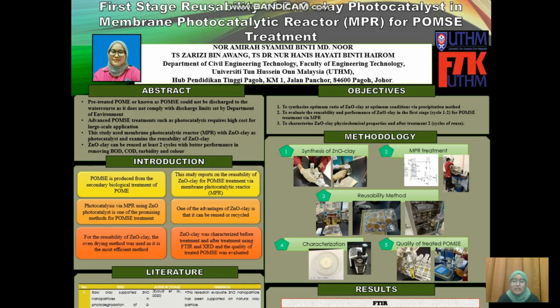The objective of this study is to synthesize the optimal ratio of zinc oxide clay at optimum condition via precipitation method. Next is to evaluate the reusability and performance of zinc oxide clay in the first stage, which is cycle 1 and cycle 2, for POMSE treatment via MPR. And last is to characterize zinc oxide clay physicochemical properties before and after treatment, which is 2 cycles of reuse.